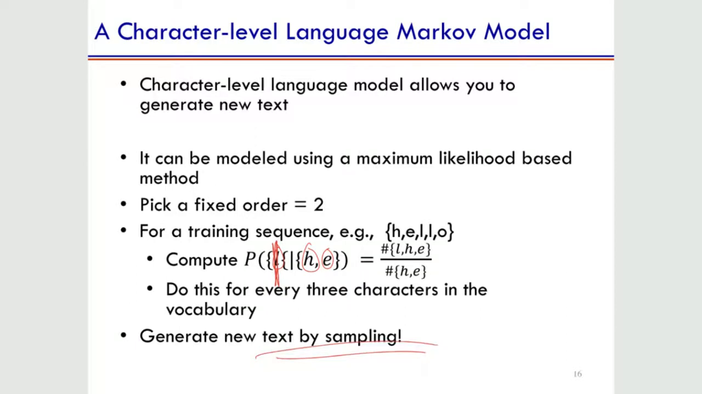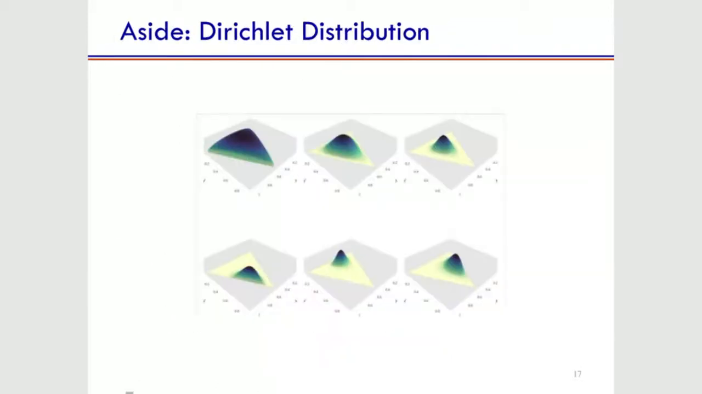So I was just saying that text you can sample, but as I said, you can also take the max. Then you'll get a deterministic output. Exactly. Let's say the probability of L after HE is the highest, then you'll always get L after HE if you do the max.